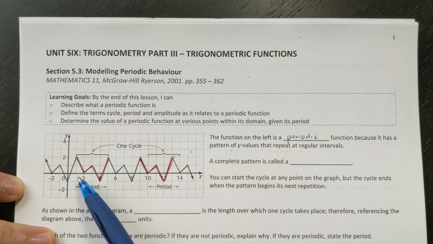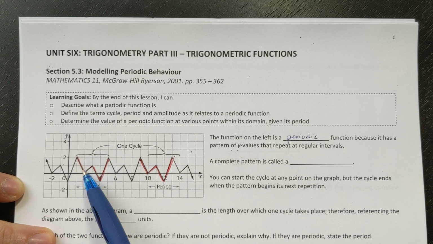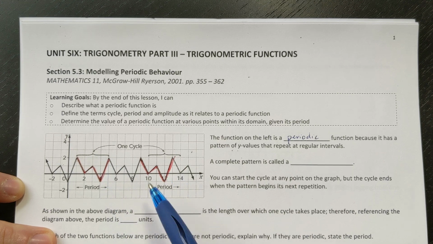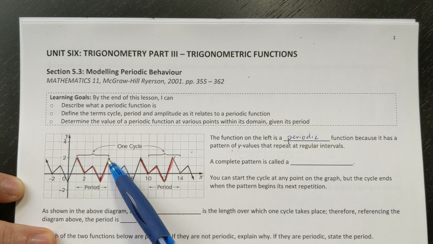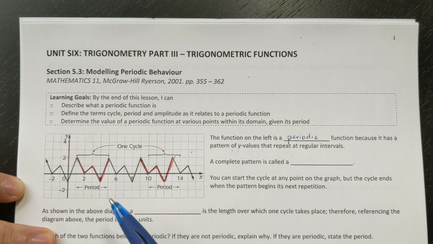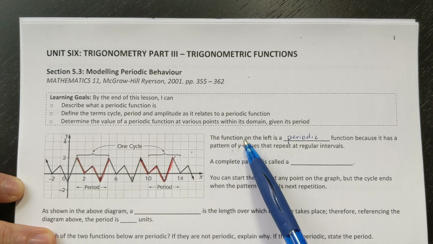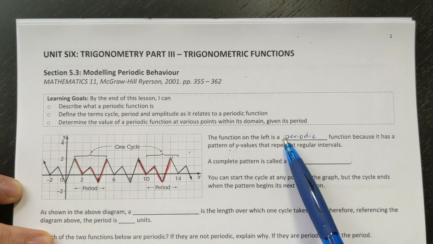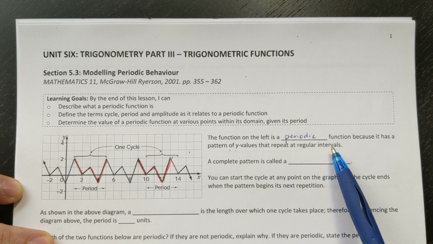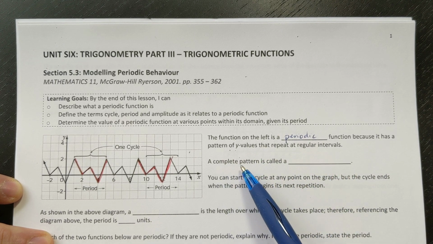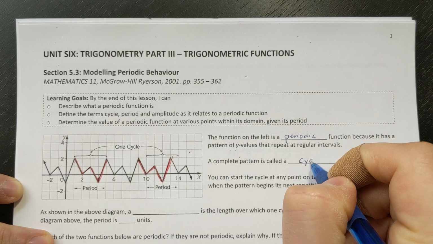And that's because we have a pattern of y values that repeat themselves again and again. So as you can see, down, up, down, up, and then I've done it over here, down, up, down, up, and it just keeps going. And also even right here, down, up, the same pattern again and again. So the function on the left is called a periodic function because it has a pattern of y values that repeat at regular intervals. A complete pattern is called a cycle.